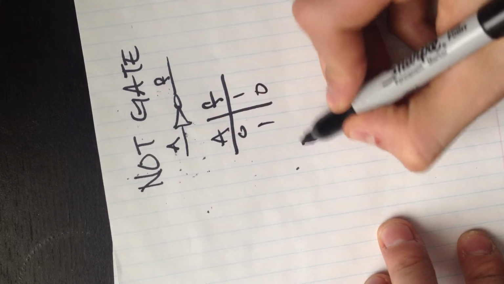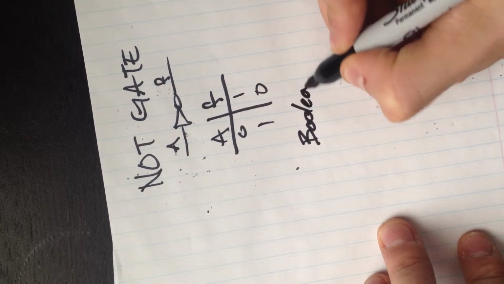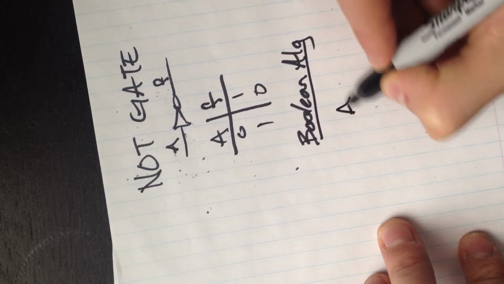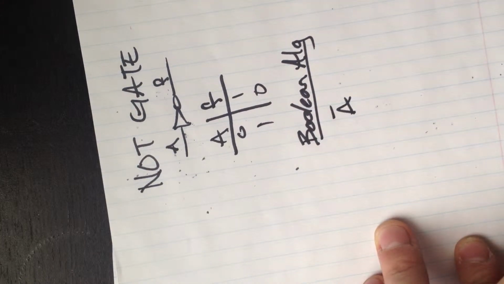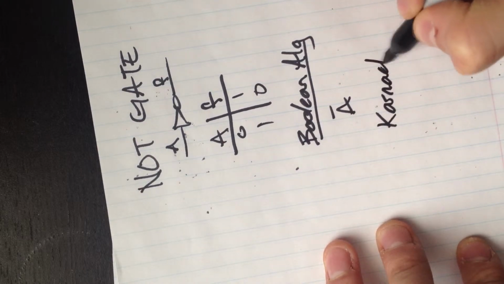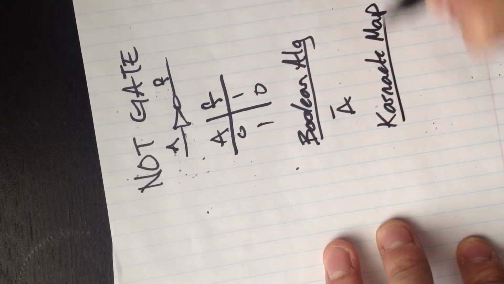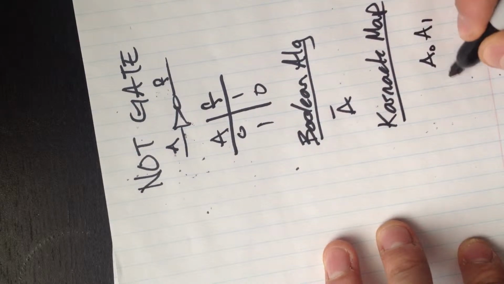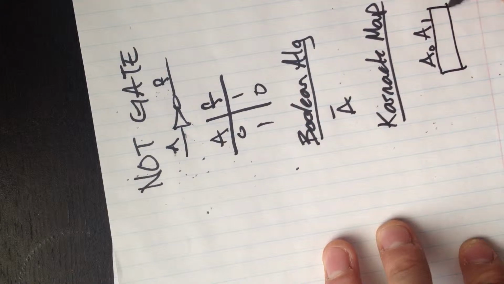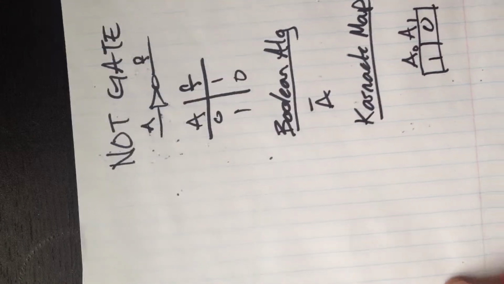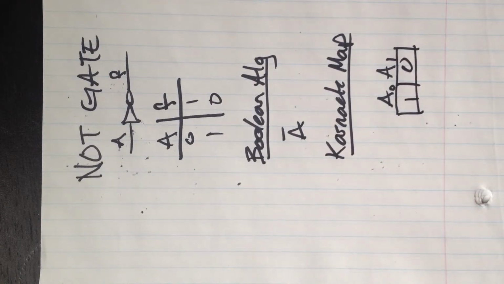Now the Boolean representation of this is a not sign above it. And the Karnaugh map of this, put your A not, B high. When A is low, you get an output there. When A is high, you get no output. Whoops.